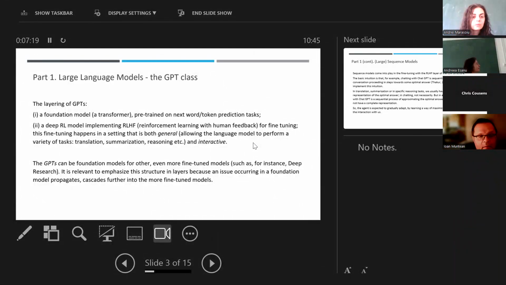And this is why my title is about doing and observing in sequence models. I haven't talked about sequence models yet, but we are getting there.